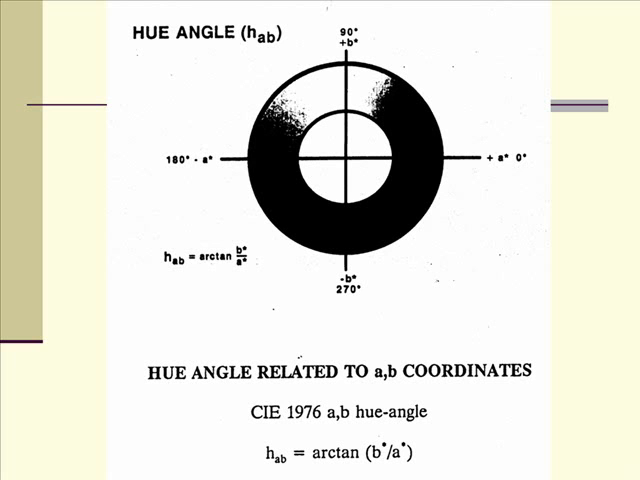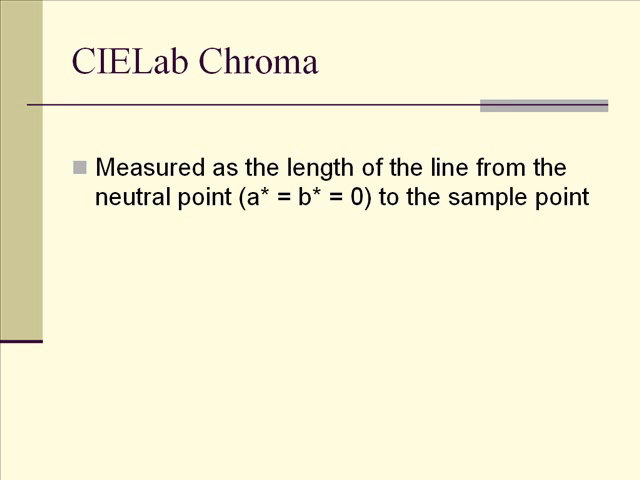The chroma is measured as the length of the line from the neutral point, and the neutral point is where A and B equal 0 on our diagram, and we're, in these discussions, ignoring the L direction and just talking about A and B. Both of those equal 0, so we're at the center of the diagram. The farther out we get from the center, the more chromatic it is. We can calculate that number based on whatever our A and B values are.